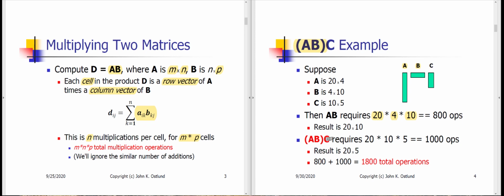And if we then multiply by C when we're done, that's going to entail doing another 20 by 10. Okay, the result of multiplying A by B is a 20 by 10 matrix. So the result of then multiplying by C is going to be 20 times 10 times 5, the number of columns in C. And we have to add these operations together to get the total number of multiplications that we have to do. So all told, in order to multiply A by B and then multiply that result by C, we end up doing 1,800 multiplies.